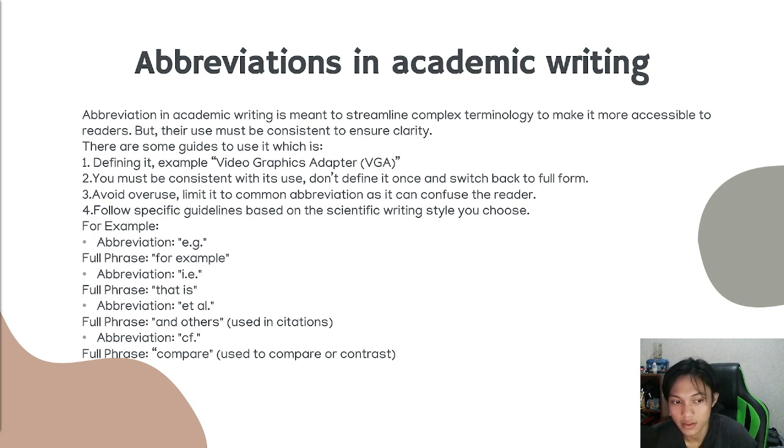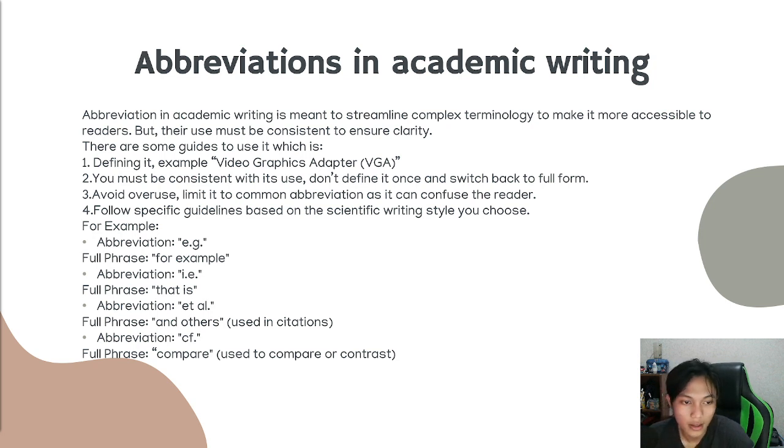For example, here there's video graphic adapter, and there's VGA in abbreviation. And then after you do define it, you must be consistent with its use. Do not define it once and switch back to the full form back and forth, because it's going to confuse the reader, or it's going to make them not want to read your paper. And then you have to avoid overuse, limiting it to common abbreviations as it can confuse the reader.